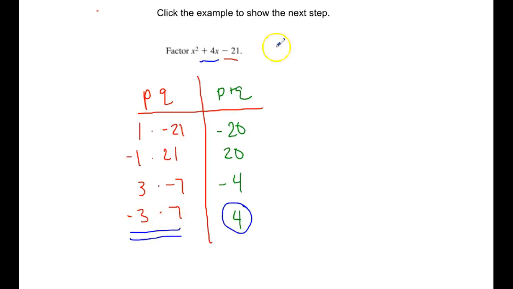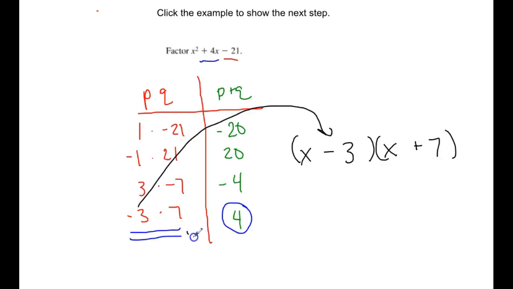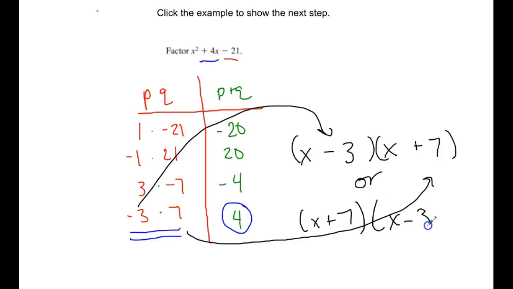So again, I can write out my binomials, with x being the first value. This first one's going to be a negative 3, the second one's going to be a plus 7. And here's where I get those from. It doesn't matter which order I put the 3 or 7 in at this point. I could have x plus 7 times x minus 3, right? So I'll say or x plus 7 times x minus 3.